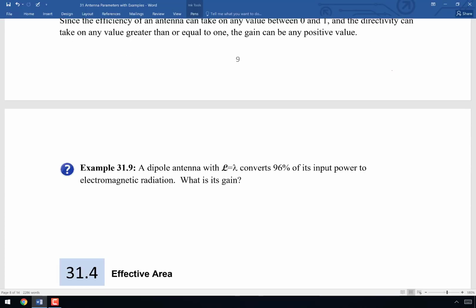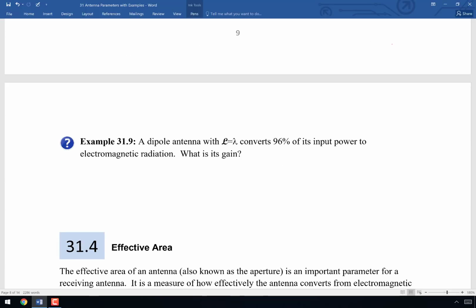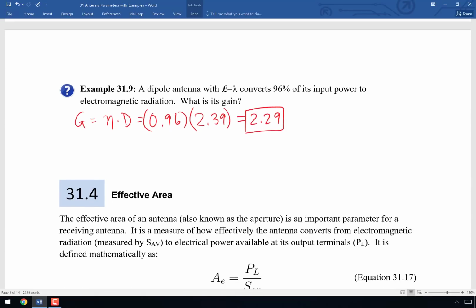So if we have a dipole antenna that has a length of 1 lambda, and it converts 96% of its input power to electromagnetic radiation, what is the gain? Well, the gain is the efficiency multiplied by the directivity. We're told that the efficiency is 0.96, and we calculated in a previous example that the directivity of that particular length of antenna is 2.39. Multiply those together, we get 2.29. So that's much easier than the things that we've been doing so far, but it's nice to know that we can combine this concept of efficiency and directivity.